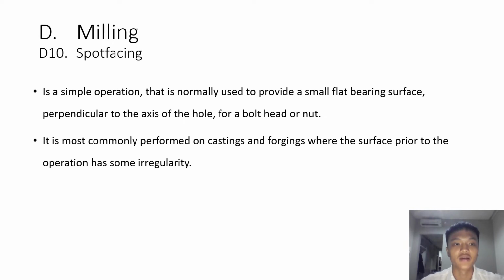The next one is spot facing. Spot facing is a simple operation that is normally used to provide a small flat bearing surface perpendicular to the axis of the hole for a bolt head or nut. It is most commonly performed on castings and forgings, where the surface prior to the operation has some irregularity.